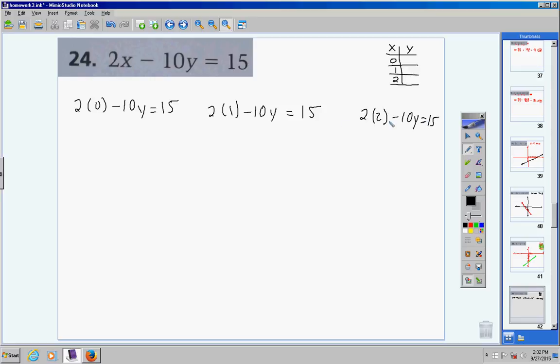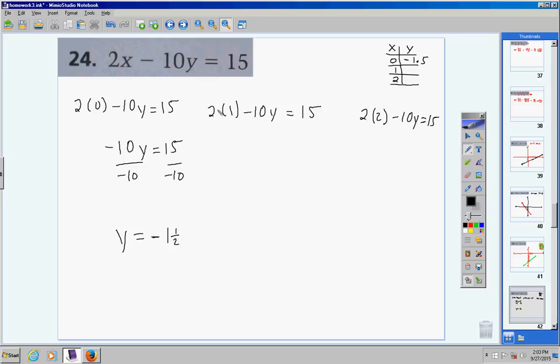So look at that, students. Everywhere there's an x, here, here, and here, I substituted 0, 1, and 2. Alright, 2 times 0 is 0. 0 minus 10y is negative 10y. Divide both sides by negative 10. And y equals a positive over a negative, which is negative. 15 divided by 10 would be 1.5. So negative 1.5.